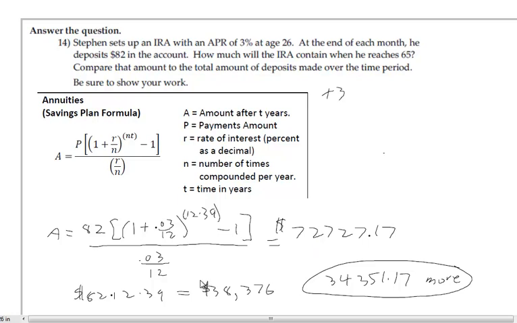And you're supposed to compare that. It says compare that amount to the total amount deposited. Well, how much was deposited? $82 times 12 times 39 years. So there's $38,000 deposited, but you end up with $72,000. So what's the difference? You made $34,000 just because of the interest, not having to work at all for that money.